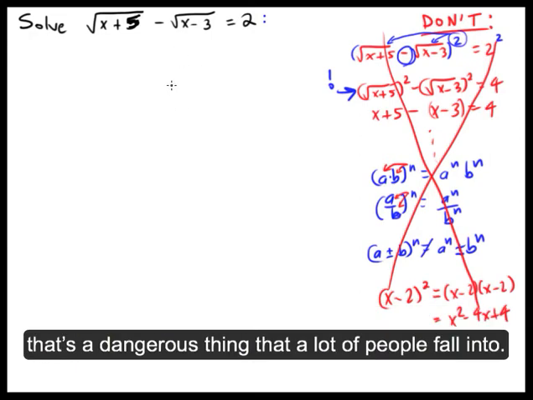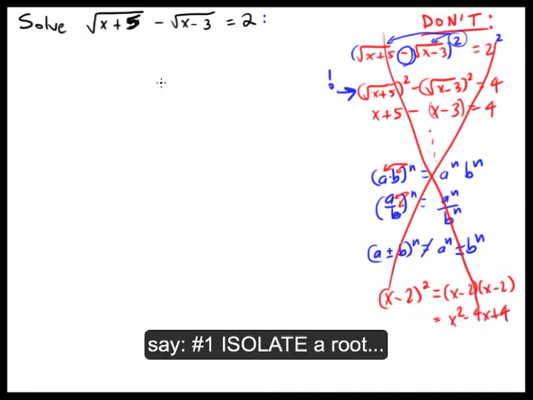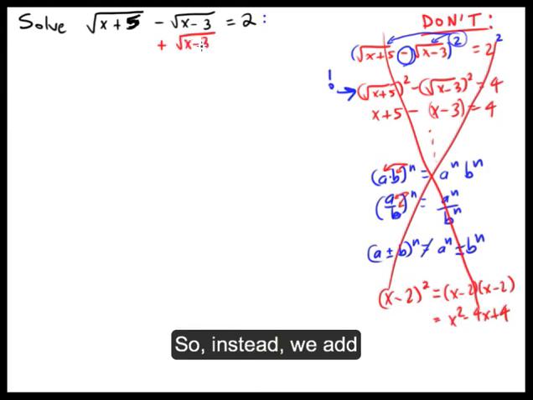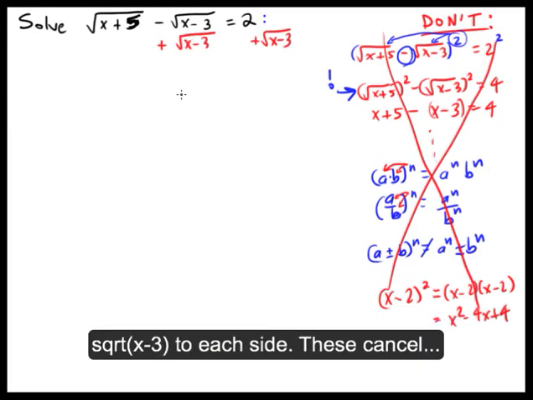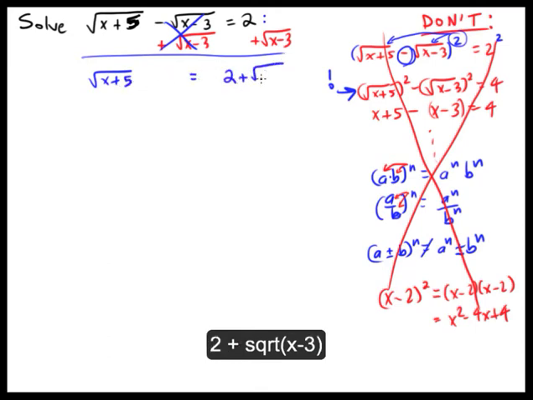But if you memorize the steps, you won't do it, because the steps say, number 1, isolate a root. And if you're doing the squaring process, you're not even obeying that first step. Okay, so that's what we want to start with, the first step. So we add square root of x minus 3 to each side. Okay, these cancel. So our equation is square root x plus 5 equals 2 plus square root of x minus 3.